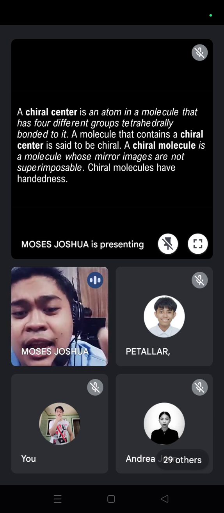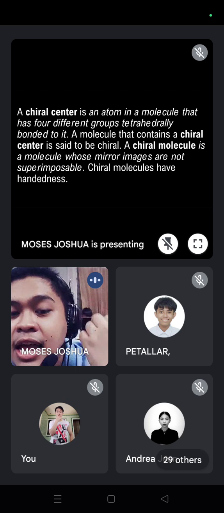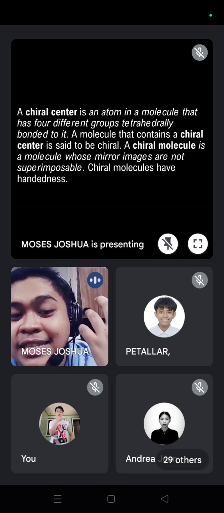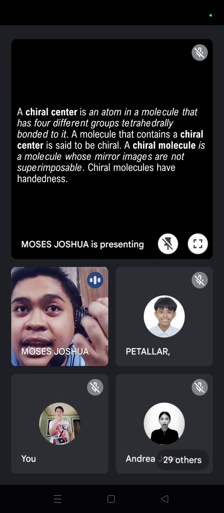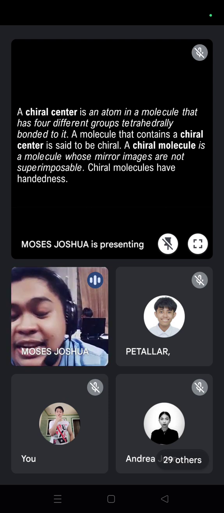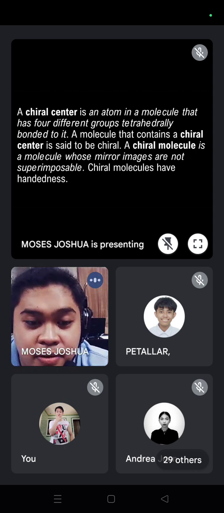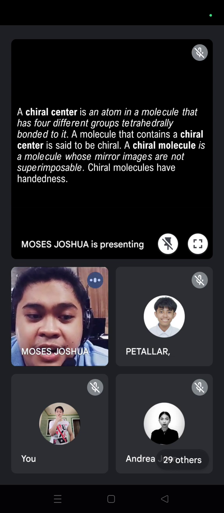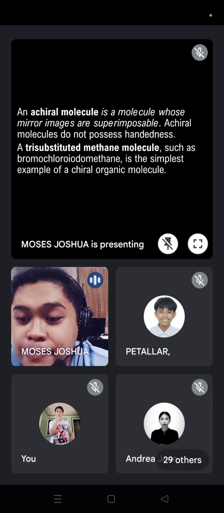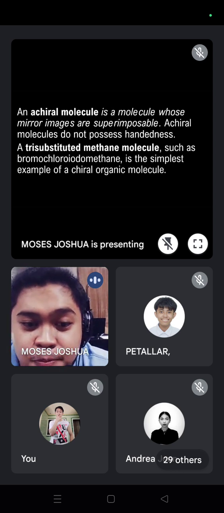So a molecule that contains a chiral center is said to be chiral. So if it has a chiral center, then it's chiral. And a chiral molecule is a molecule whose mirror images are not superimposable, meaning it's non-superimposable. And then chiral molecules have handedness. So again, kung naay handedness, it's non-superimposable. So we have here an achiral molecule, which is a molecule whose mirror images are superimposable. So kung chiral, non-superimposable, and for achiral naman, it's superimposable.